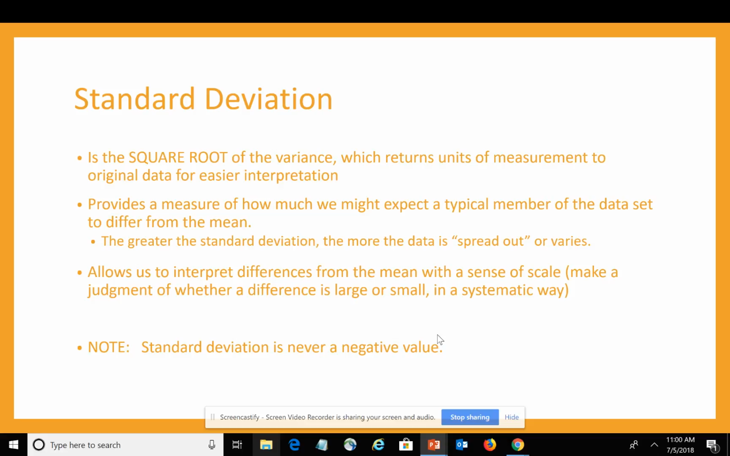One thing I want to point out to you is that standard deviation will never, ever be a negative value. Because if you'll recall from your algebra days, the square root of a negative value is imaginary. Well, within statistics, we're dealing with real data, real numbers, and so we would never have a negative value for the standard deviation.